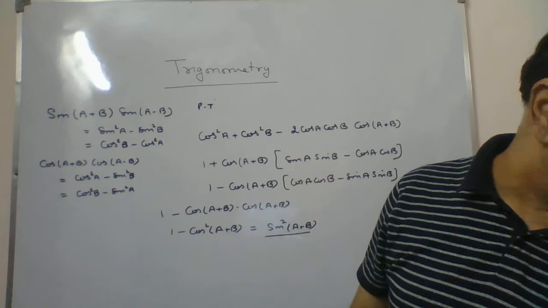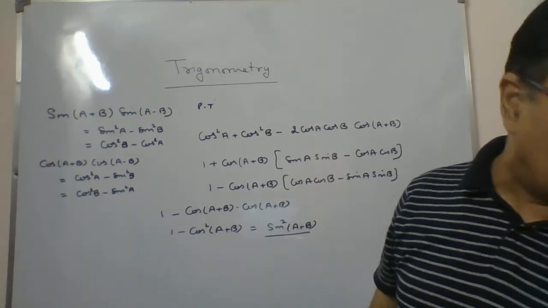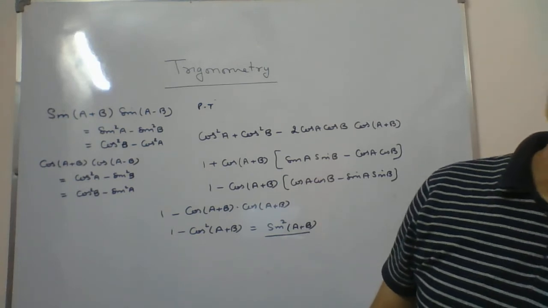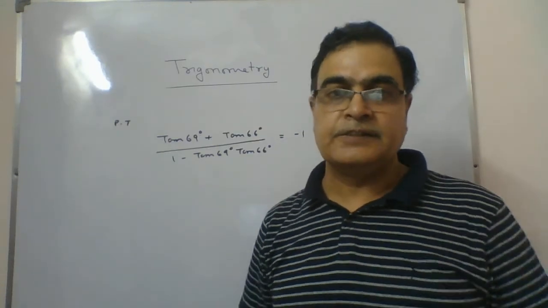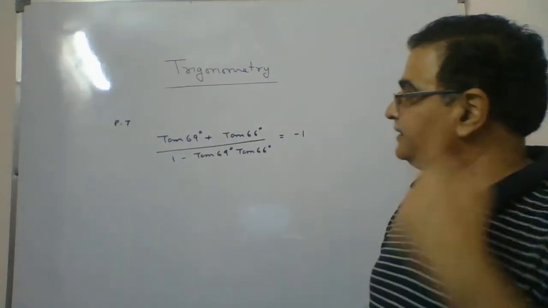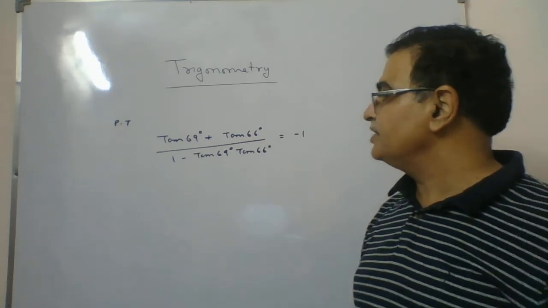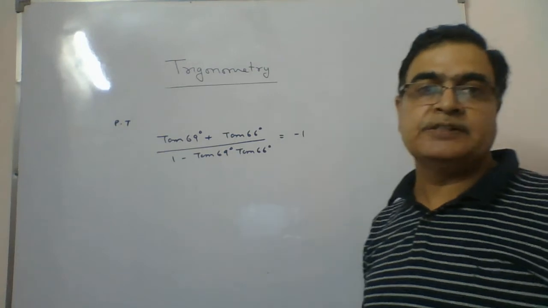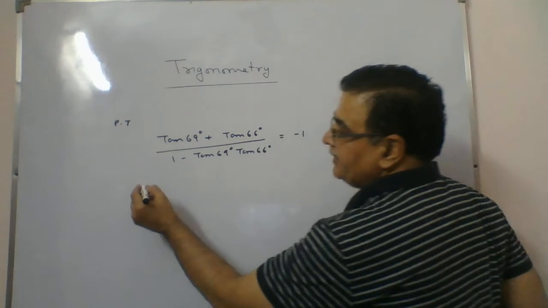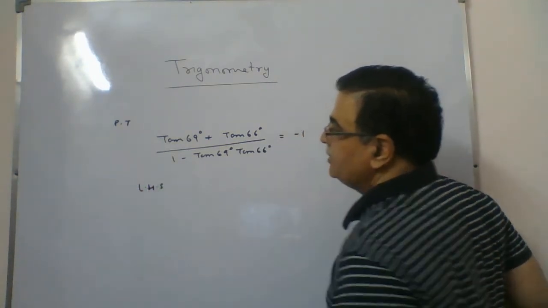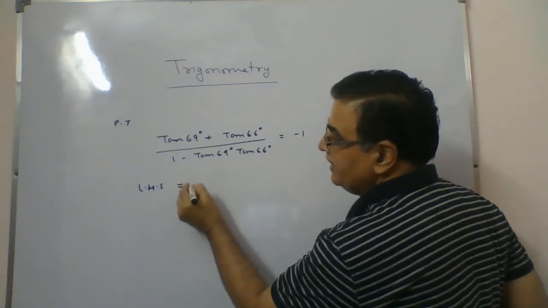Now write down the next question which we are going to take here. Question says, prove that, this is the new question we have. Tan 69 degree plus tan 66 degree by 1 minus tan 69 tan 66. You have to prove this as minus 1. It's a very simple question. Left hand side, when you take, it is a direct formula, tan A plus tan B by 1 minus tan A tan B.